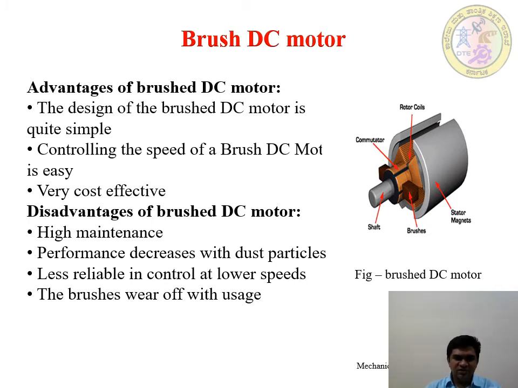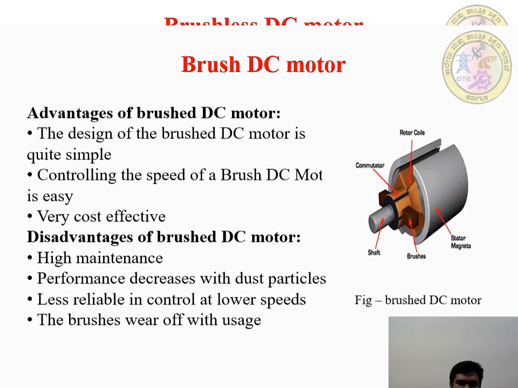The disadvantage is that the maintenance of this brushed DC motor is high, and performance decreases with dust particles. When there are more dust particles, the performance decreases, and it is less reliable in control at lower speeds. And the brushes wear off with usage. This is the main disadvantage of the brushed DC motor.